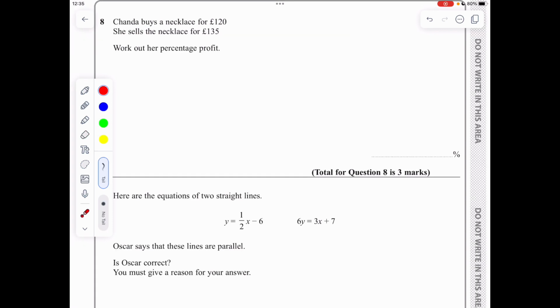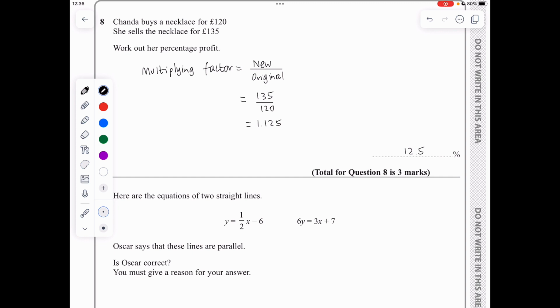In question 8, we bought a necklace for £120 and we sold it for £135. We need to work out the percentage profit. Well, we do know that the multiplying factor is the new over the original. In this case, the new is the selling price of 135. The original price is 120. Well, 135 divided by 120 is 1.125. And we know that the multiplying factor of 1.125 corresponds to an increase of 12.5%.